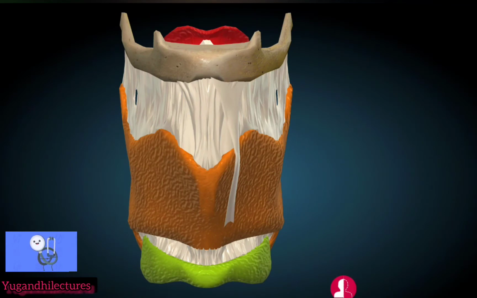In this video we are going to look at the cartilages of the larynx. First, let us know how many cartilages the larynx constitutes. So the larynx totally constitutes 9 cartilages, out of which 3 are paired and 3 are unpaired.